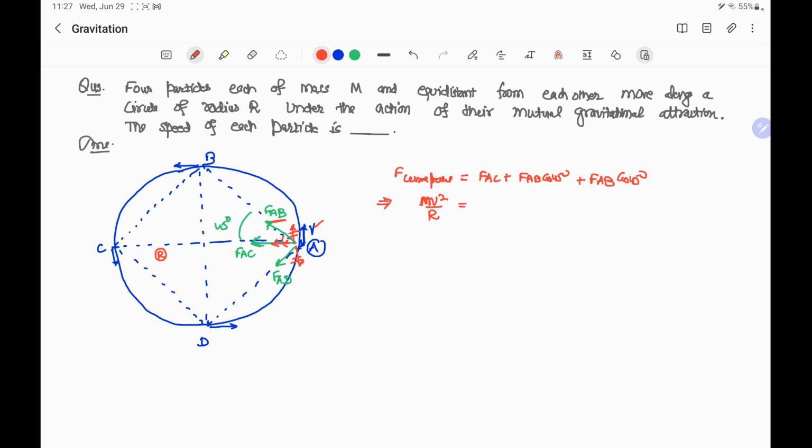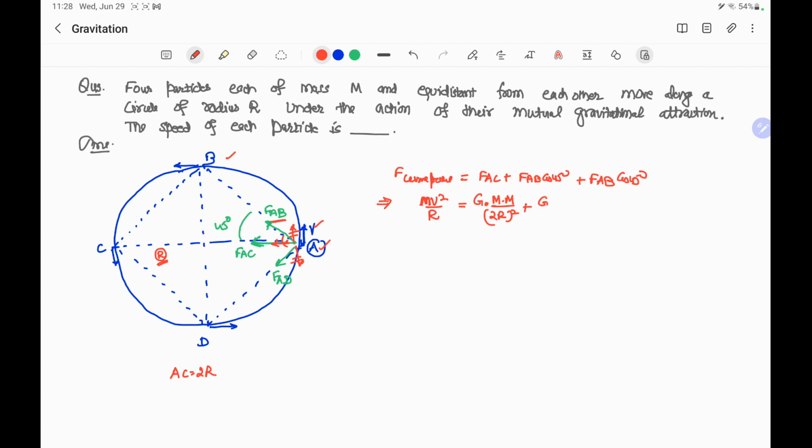And this will be equal to the force on A because of C. This is the gravitational force. So we can write it is G, and the mass of both particles is m, so it is m into m. And the distance between them, because the radius of the path is r, so distance AC will be equal to the diameter, that is 2r. So we can write it is GMM by 2r square plus now FAB, the force on A due to B.